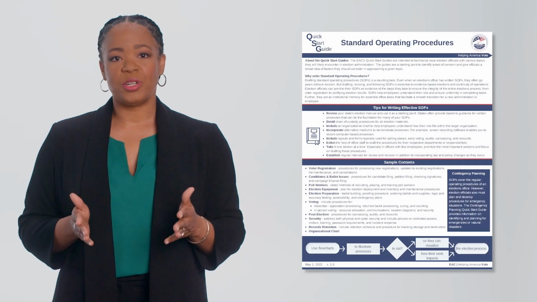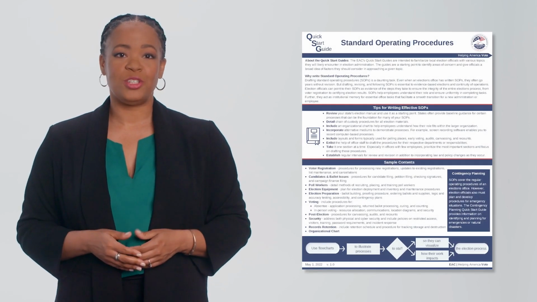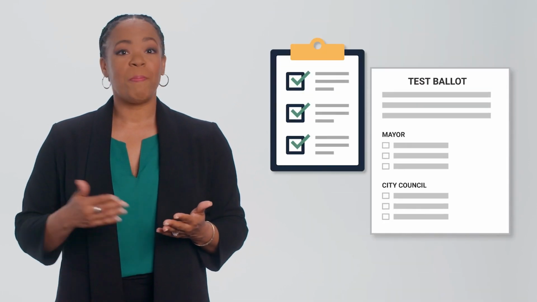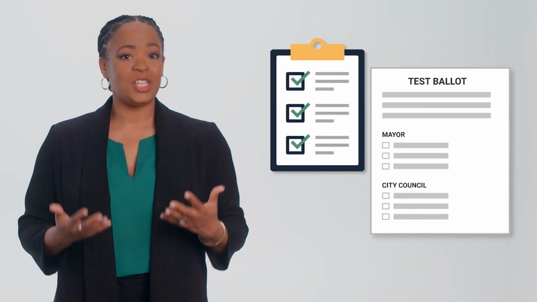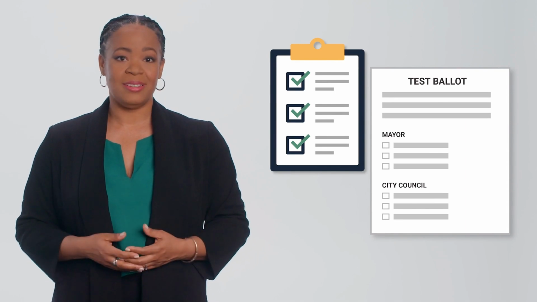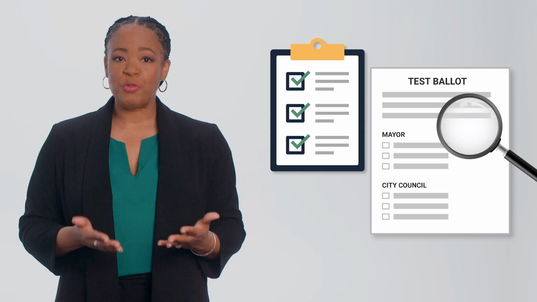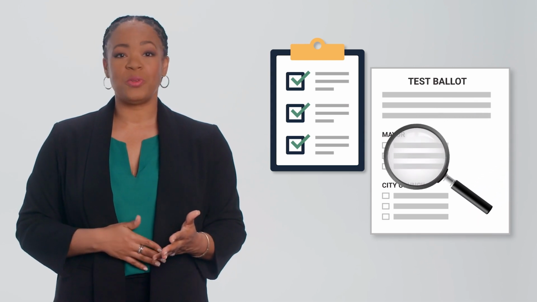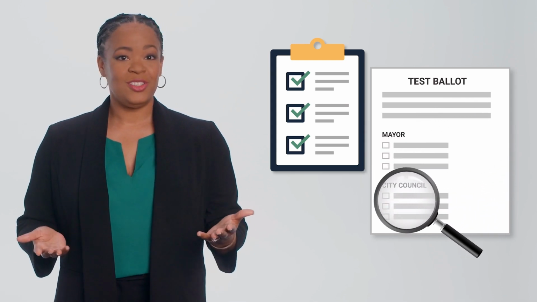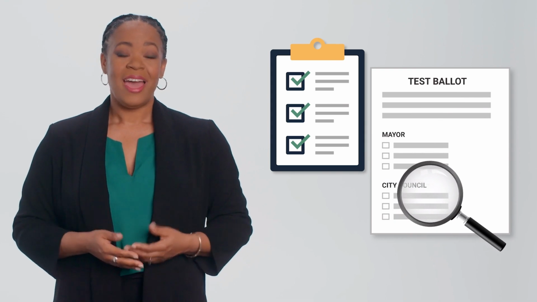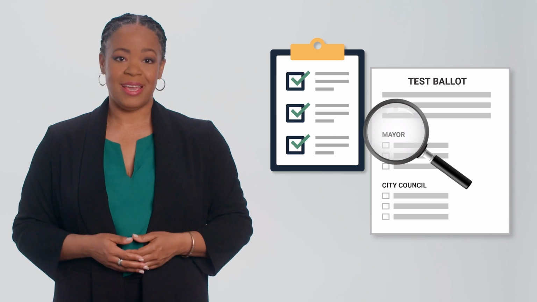It is also critical that standard operating procedures include checks to ensure ballots are programmed and designed properly before testing begins. This involves proofing each ballot style to make sure that all races, candidates, terms to be elected, and other details are properly set.